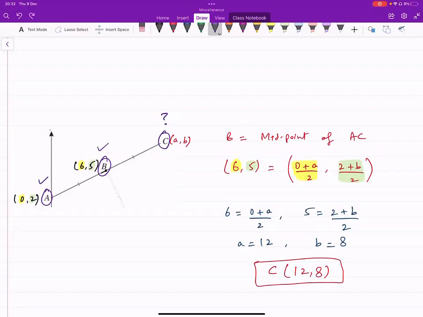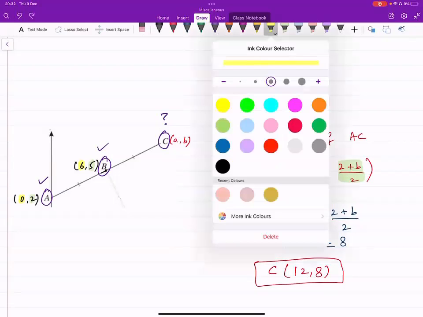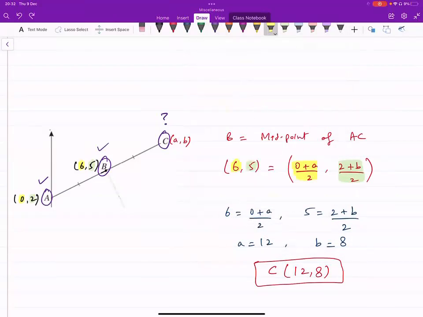अब क्या करो? आपको पता है B के coordinates क्या हैं? They are 6 and 5. You equate them to the midpoint of AC. So the trick here is you assume the coordinates of C to be A and B. C के coordinates को आपने assume कर लिया that they are A and B. Okay, so we assume the coordinates of C to be A and B, and then you find the midpoint of AC using the midpoint formula.